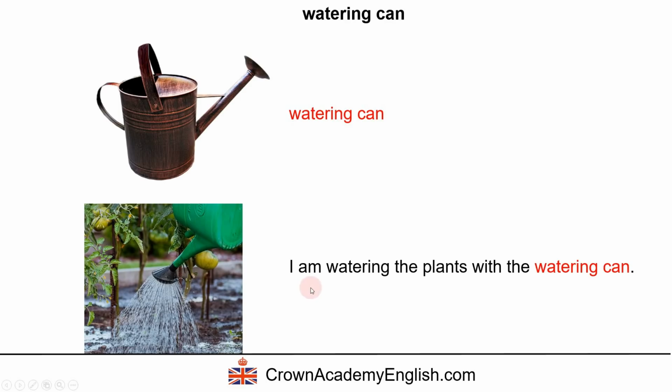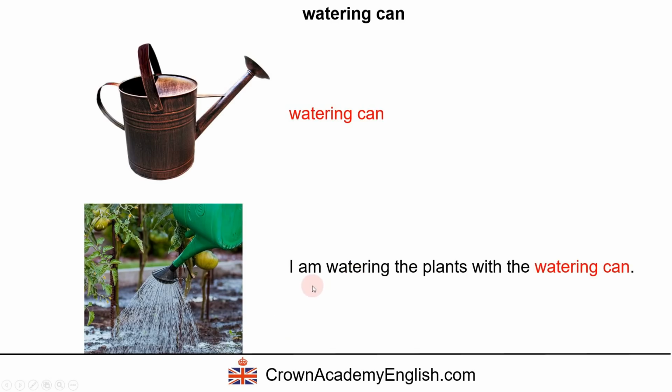Okay, so we can say, I am watering the plants with the watering can. So this is the object, watering can. And notice the verb. We have a verb here, to water something. So the base form is water, to water. And it means to pour water onto the plants. Okay, to give the plants water.